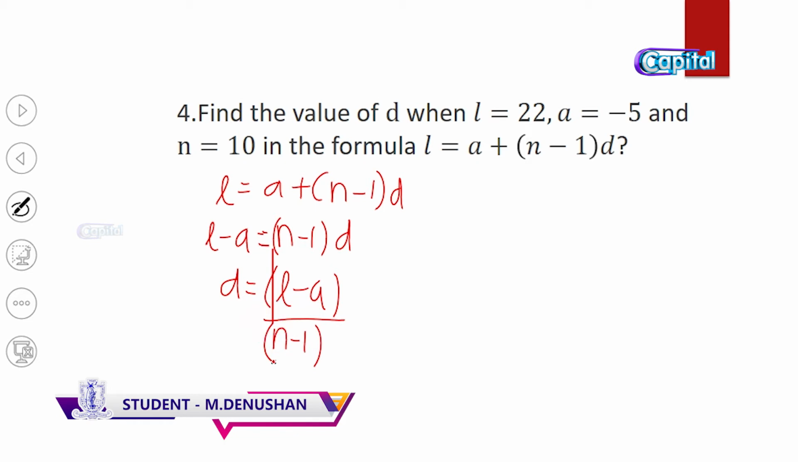Then we can substitute the given values directly. L is equal to 22, minus a is equal to minus 5. Be aware of the negative sign.